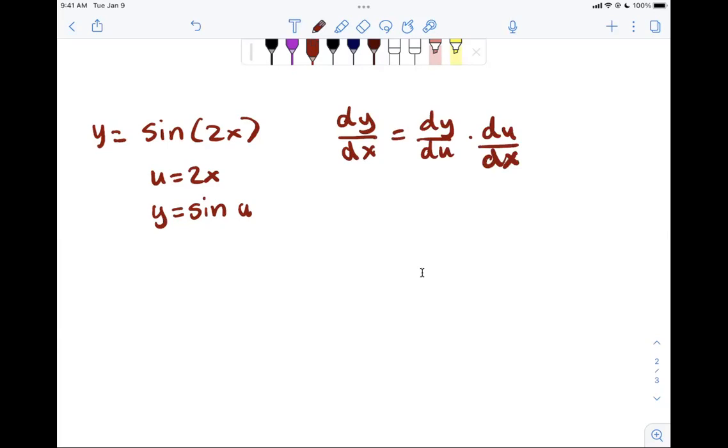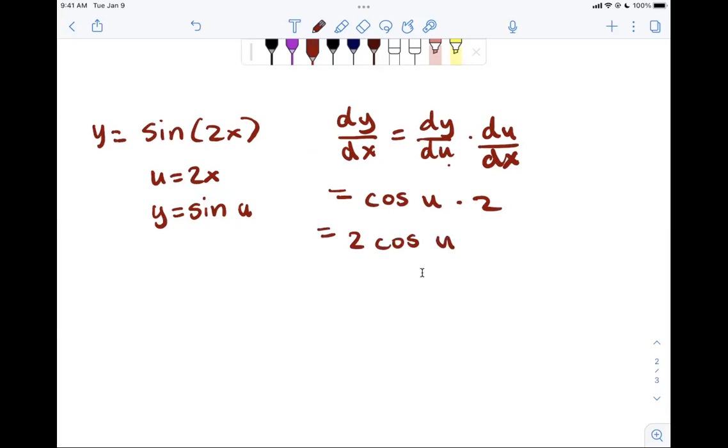And now we can solve this. So what's dy/du? That's the derivative of y with respect to u. So we differentiate this, and we get cosine u times du/dx. Now we differentiate this, so that's going to give us 2. So it's 2 cosine u.